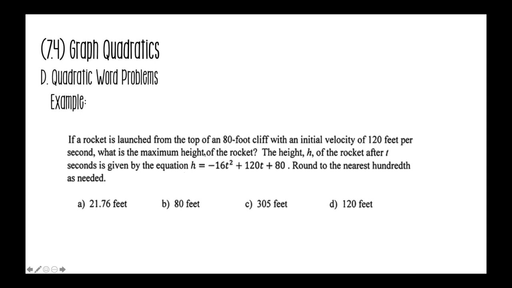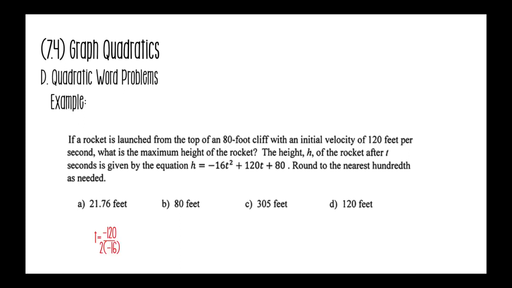So what we want to think about here is, where does that maximum occur? Well, that maximum is going to occur at the vertex. And what we're normally used to is figuring out the x value, which in this case would be our t. So when we're looking to figure out what t would be at that maximum value, we're looking at the axis of symmetry. So what I'm going to do is use that formula for axis of symmetry.